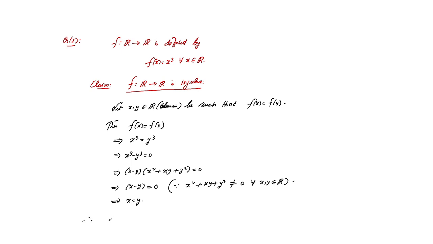So what we have proved here is f(x) equals f(y) implies x equals y for all x, y belongs to real numbers. And hence we conclude f from R to R, which is defined by f(x) equals x cube, is an injective function. Now we come to the second part of the problem. Now our claim is that we have to show that f from R to R is surjective.